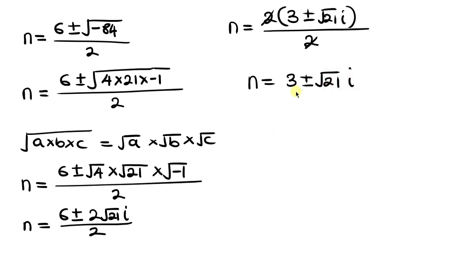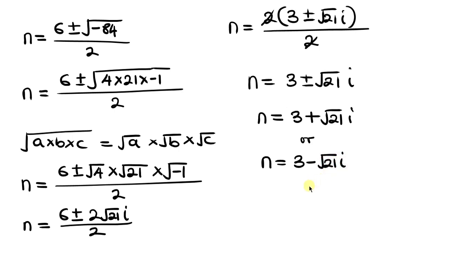So there are actually two values of n here. We have one of them to be 3 plus, which is a positive, root 21i. And the other one is 3, then minus the square root of 21i. So we've got 3 possible values of n, and these are the 3 possible values. This, and this.